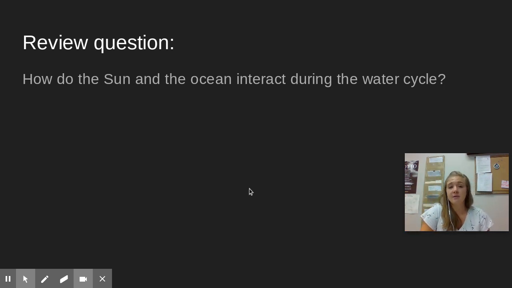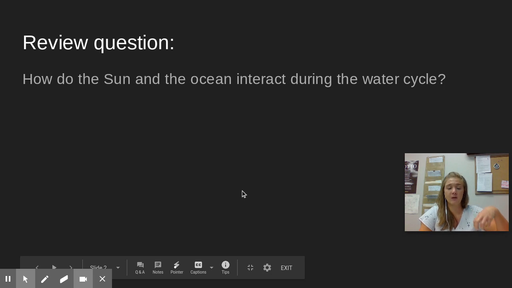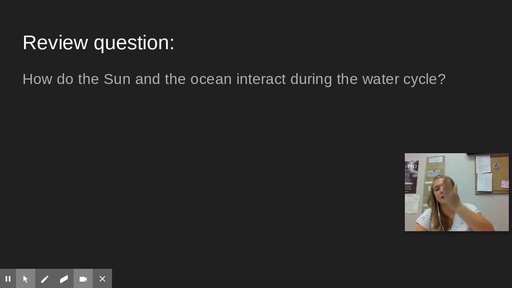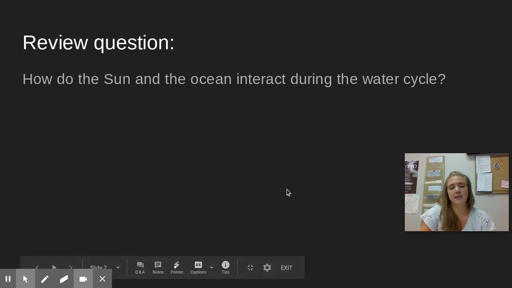So how do they interact? The sun heats up the water in the ocean, causing it to evaporate into the air, which will then cool into the condensation and kind of start the water cycle process.